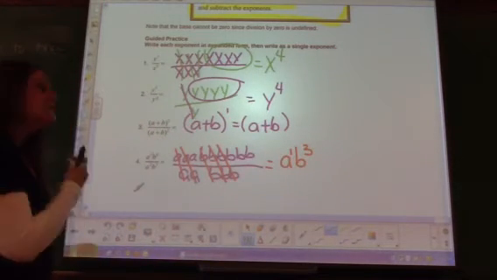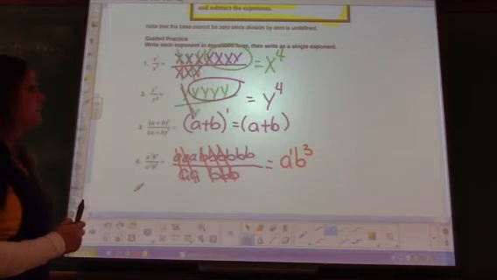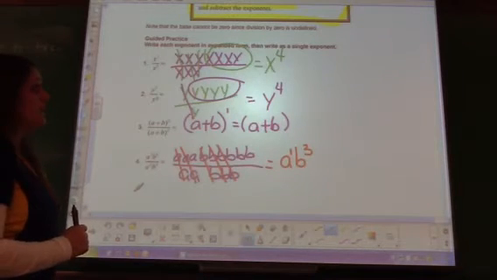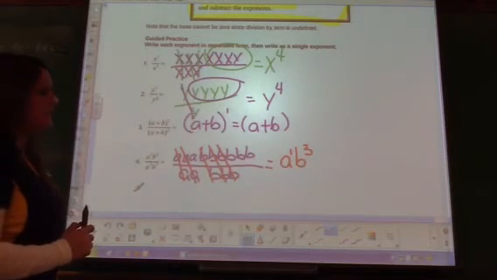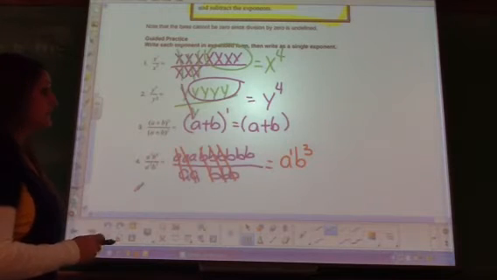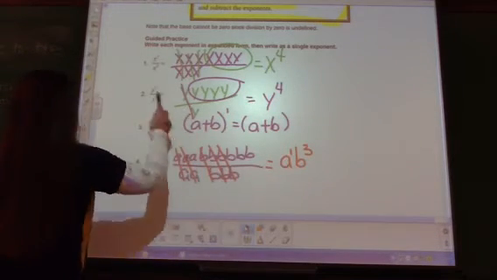And so division of exponents is the same idea with keeping items alike or variables alike. Only with division, we're going to subtract our exponents instead of adding our exponents.